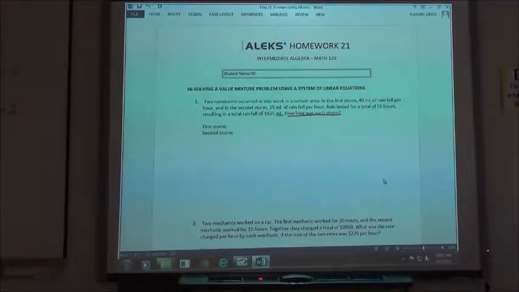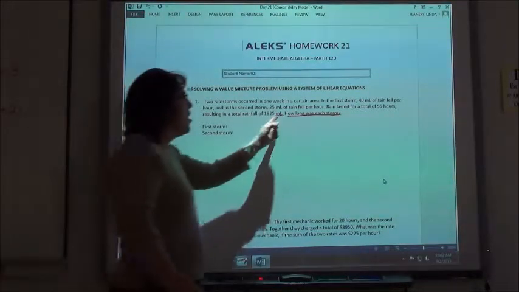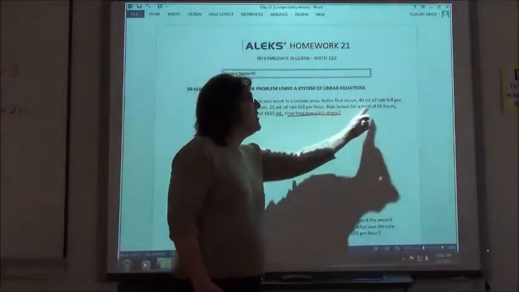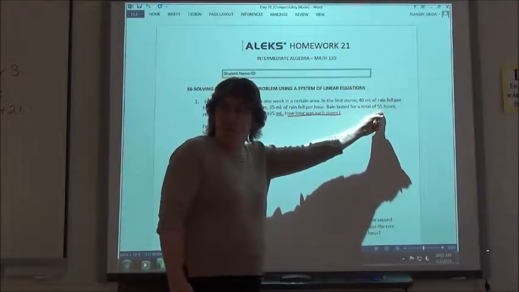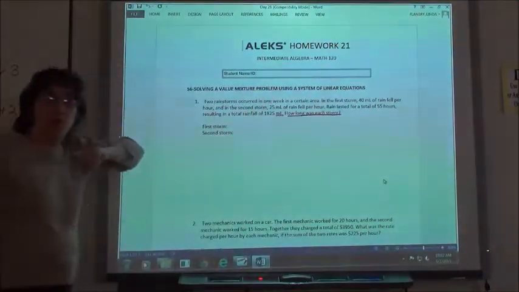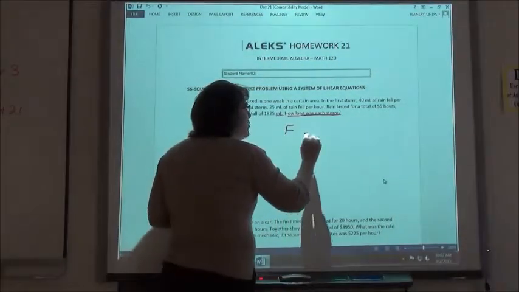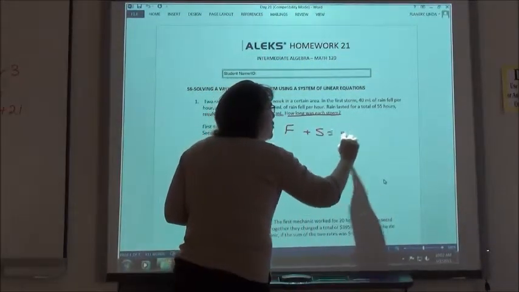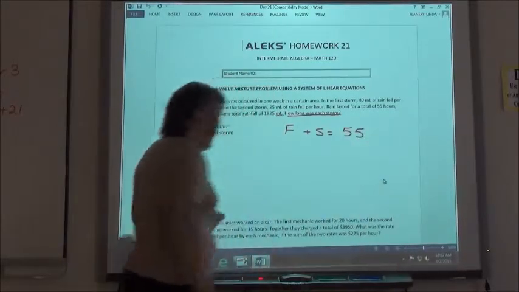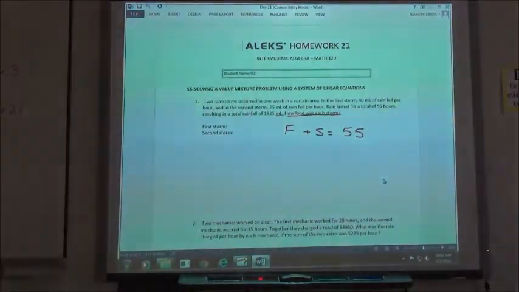One of our numbers on these types of problems is always going to be the total, like we had on those previous word problems. How long was each storm? Well, we know the rain lasted for 55 hours. That's the length of both of our storms. So one of our equations is going to be the length of the first storm plus the length of the second storm is 55 hours total.